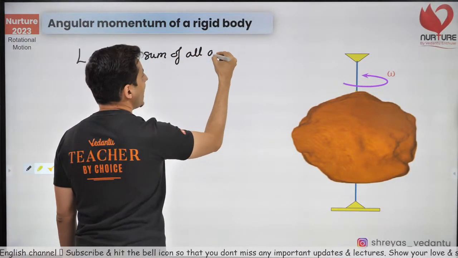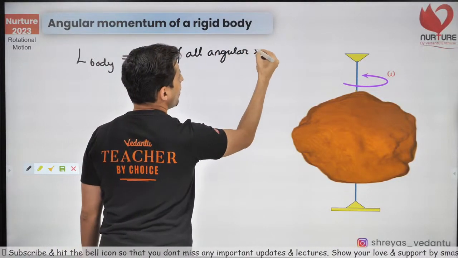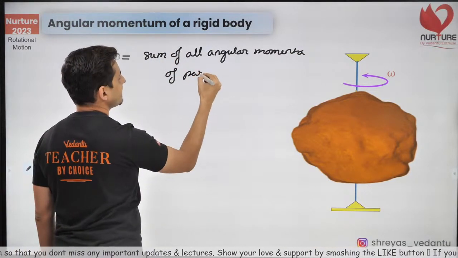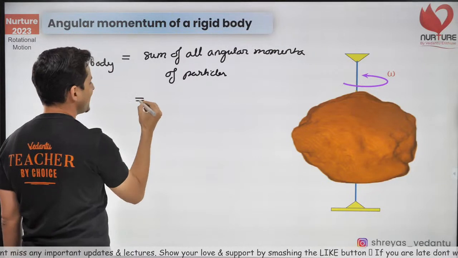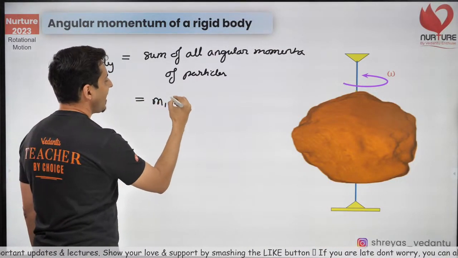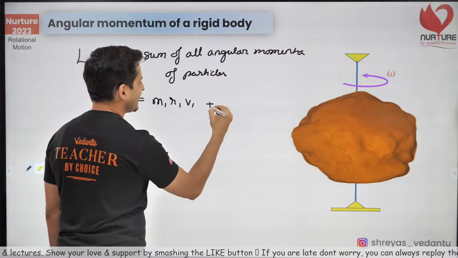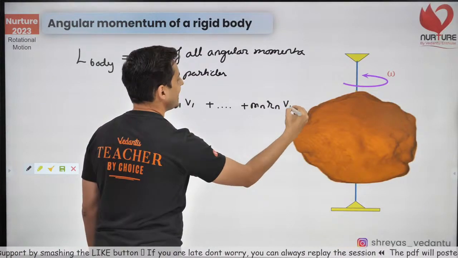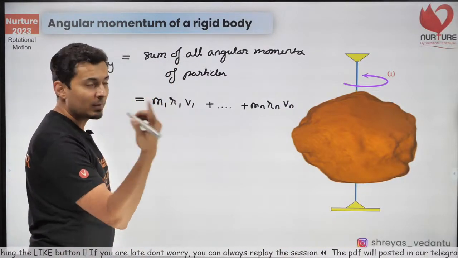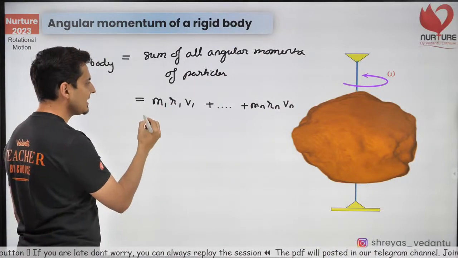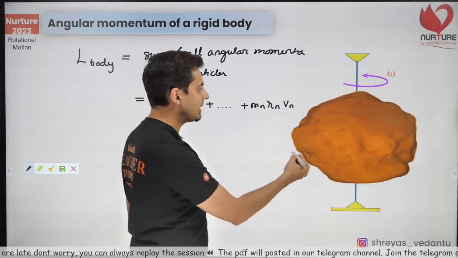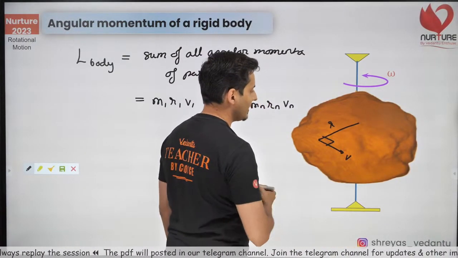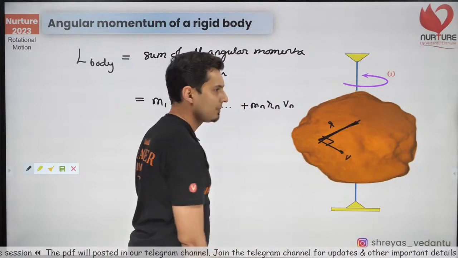So, to find the angular momentum of a body, the angular momentum of a body is nothing but the sum of the angular momentums of all the particles. It's basically m1 r1 v1 plus m2 r2 v2, like that till mn rn vn. All these velocities are perpendicular velocities or tangential velocities. It is m r v sine 90, because we know that if you have r, these velocities are always perpendicular, whenever you start from the axis, correct?